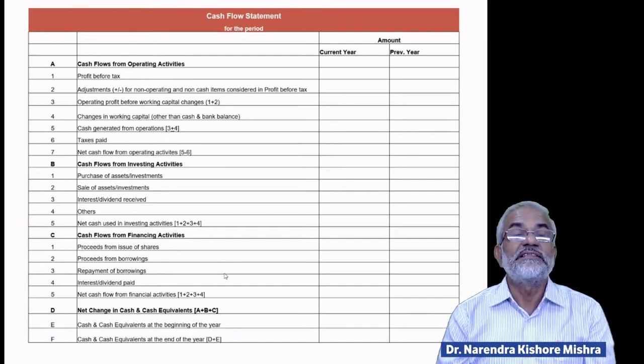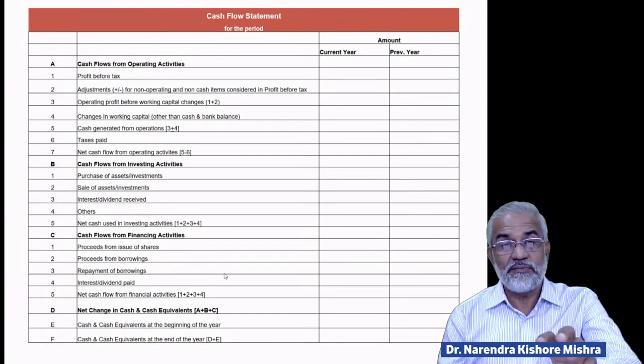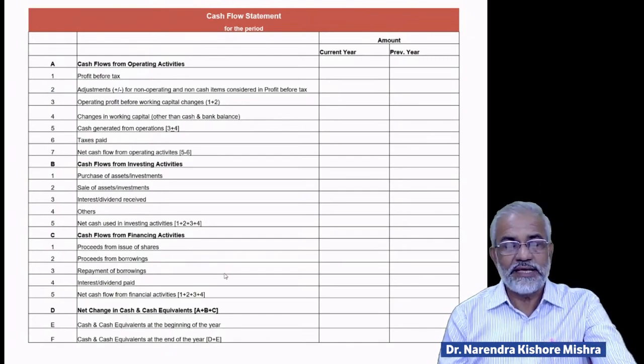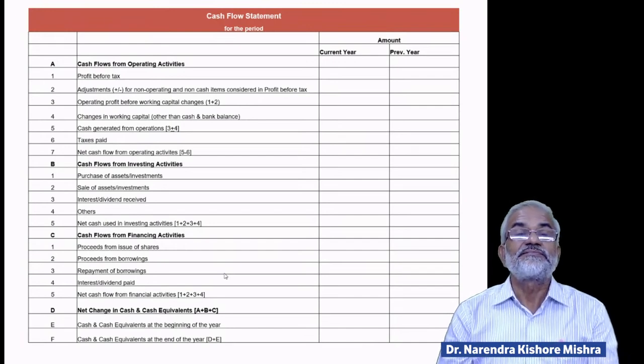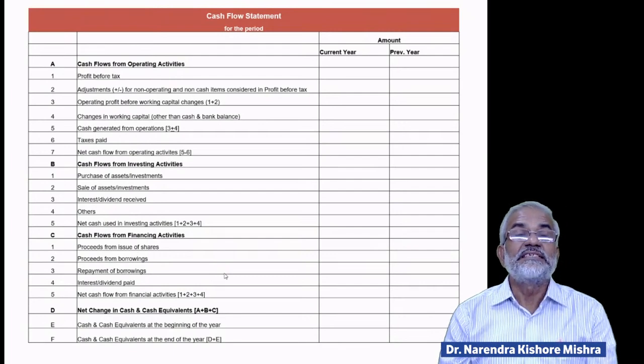Then taxes paid, that means the income tax paid on whatever tax liability is there, and when that is being paid, that has to be taken into consideration here. The resultant would be the net cash flow from the operating activities. This is the concise format of determining the operating flow of cash.